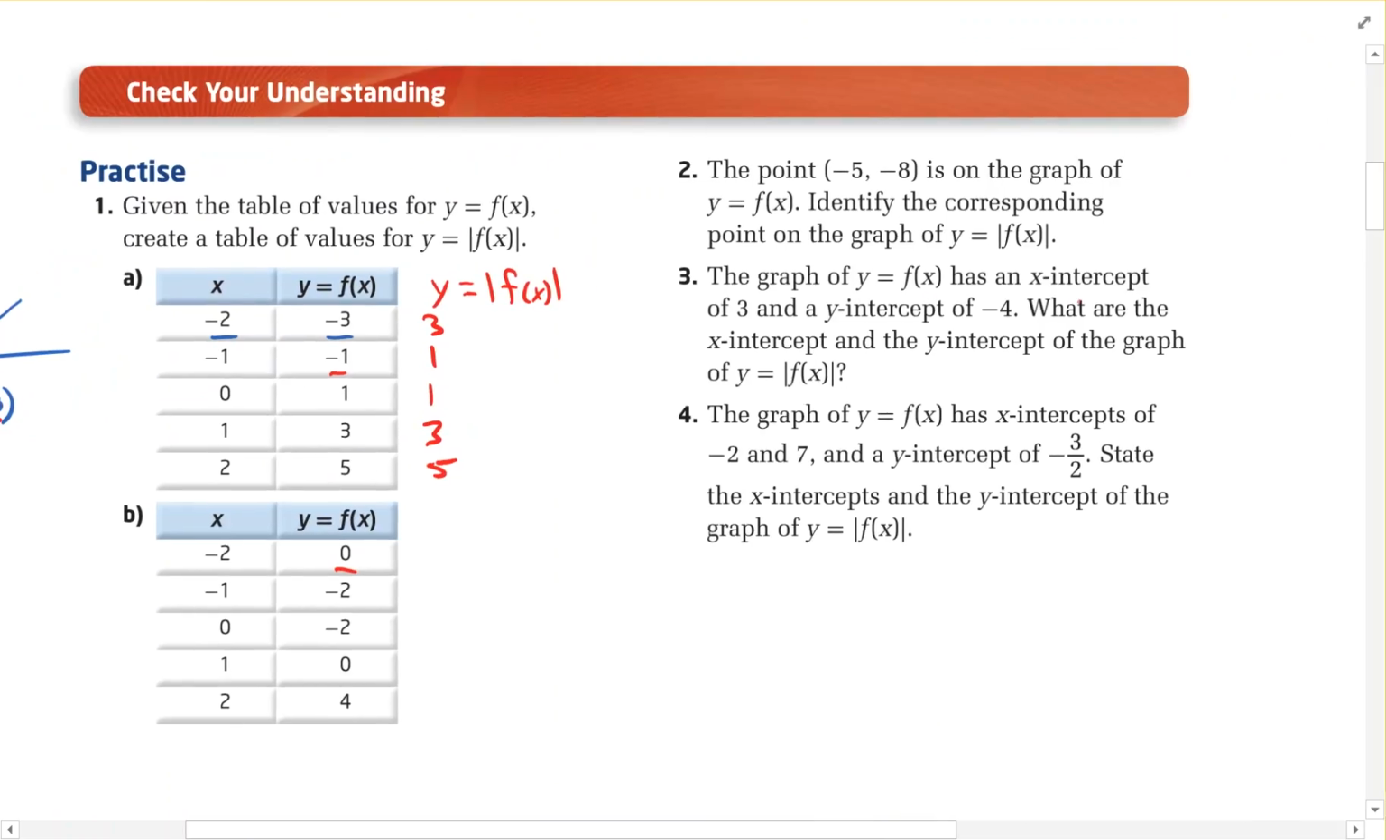All right, moving on. The graph of f of x has an x-intercept of 3 and a y-intercept of -4. What are the x-intercept and y-intercept of the graph of the absolute value? So the x-intercept is going to be the same. That's our invariant point, right? Where it's going to go down and then back up again. But now instead of our y-intercept being down here at -4, now it's up here. It's been flipped, right? So instead of -4, it's going to be +4.